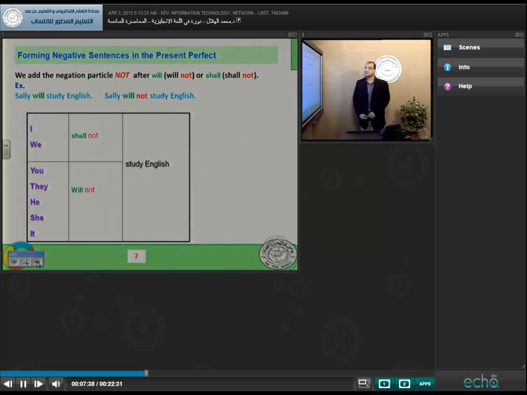How to form negative sentences and question sentences in the future use of will and shall. Simply speaking, we only add the negation particle not after will or after shall, depending on the subject of the sentence, of course. So the sentence, I shall study English, becomes I shall not study English. You will study English, you will not study English. So basically, to negate a sentence in the future is to add the negation particle after shall or will, depending on the structure of the sentence.